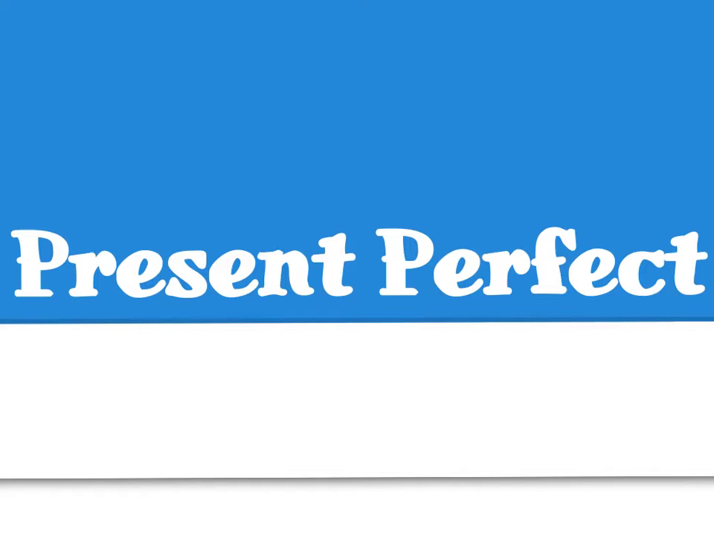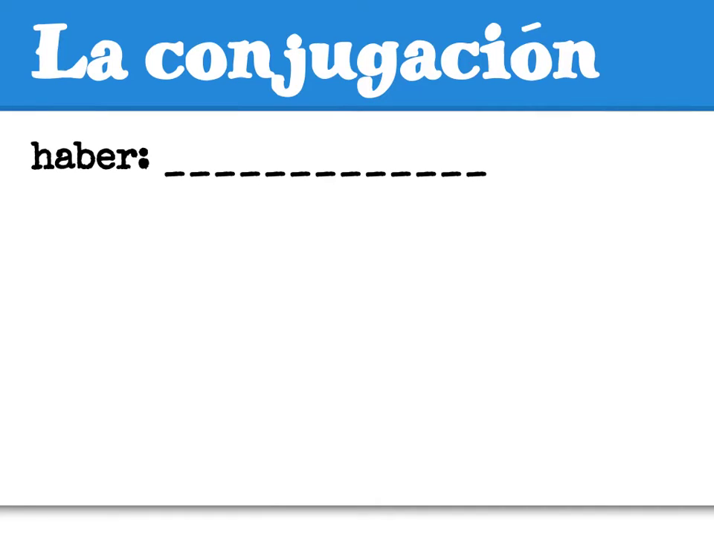We're going to be talking about the present perfect. There are two steps in forming the present perfect. Your first step is the conjugation of the verb haber. Haber means to have. But not to have like tener means to have, like I have a pencil. It means to have as in to have done something.